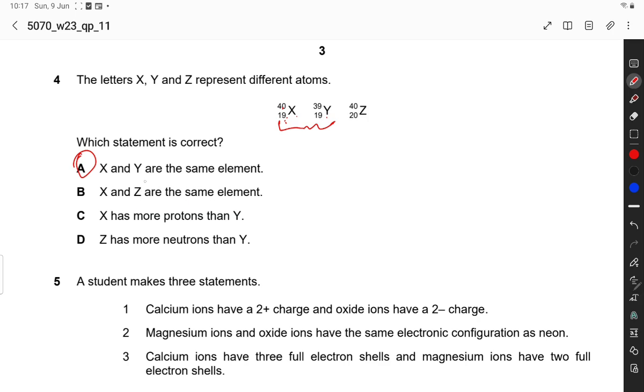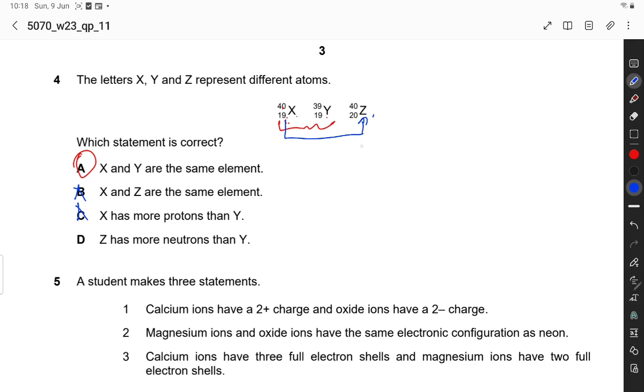X and Z are the same element. No, X and Z are different elements because they have different proton numbers. So it is incorrect. X has more protons than Y. No, it is not correct, because X and Y have the same number of protons. Z has more neutrons than Y.